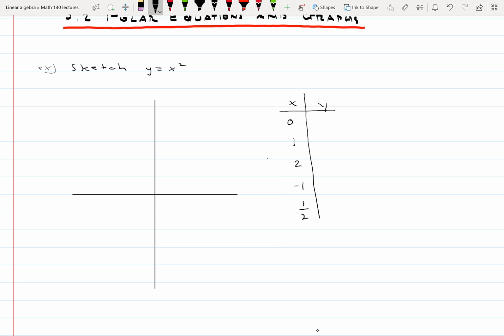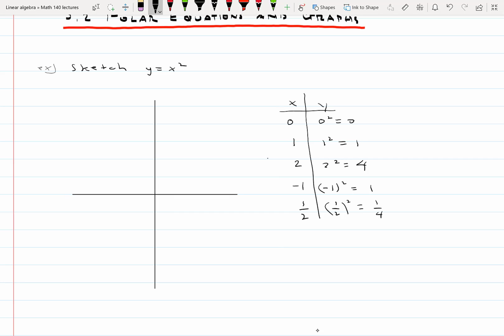You get y equals 0 squared, or 0. If x equals 1, y equals 1 squared, or 1. If x equals 2, y equals 2 squared, or 4. If x equals -1, we get -1 quantity squared, which is 1. And for x equals 1/2, 1/2 squared is 1/4.